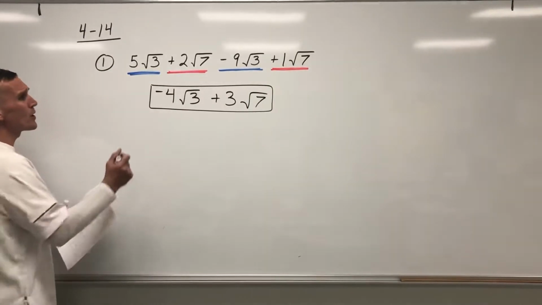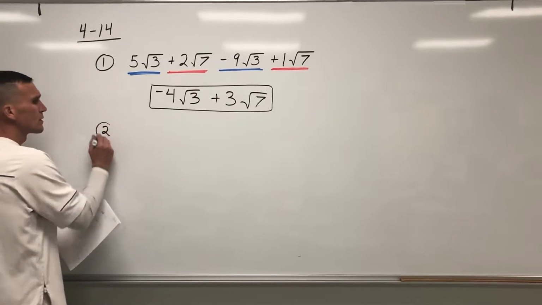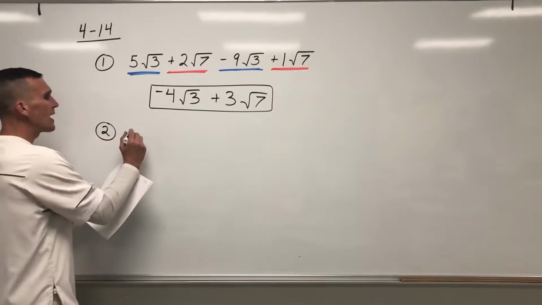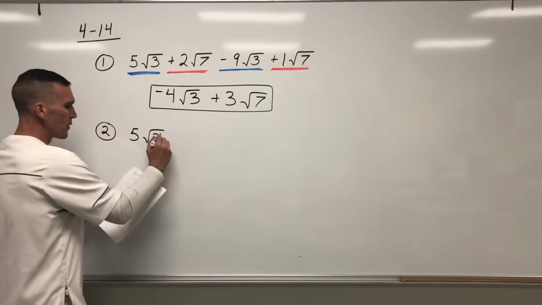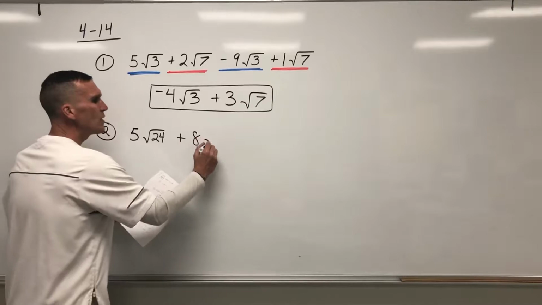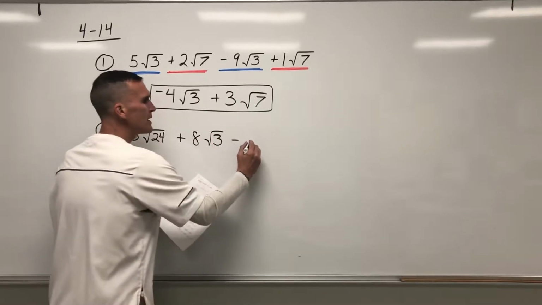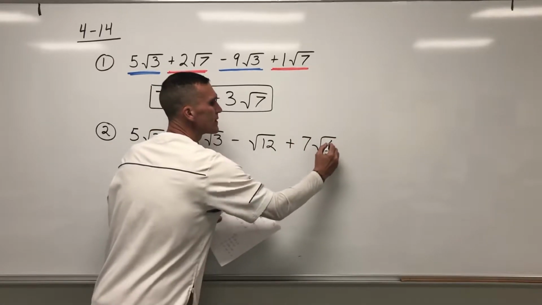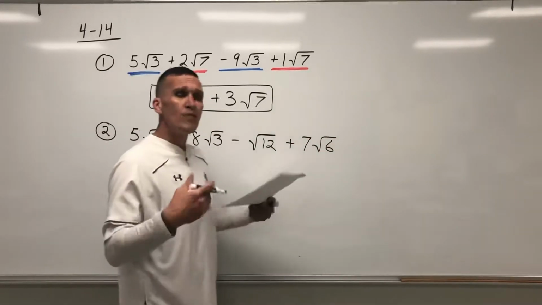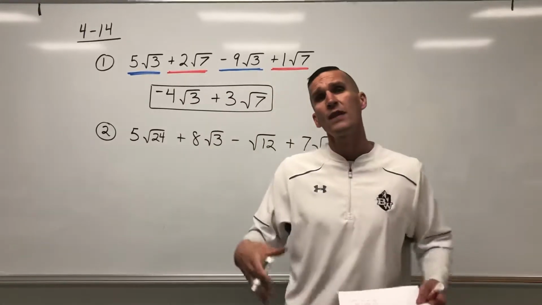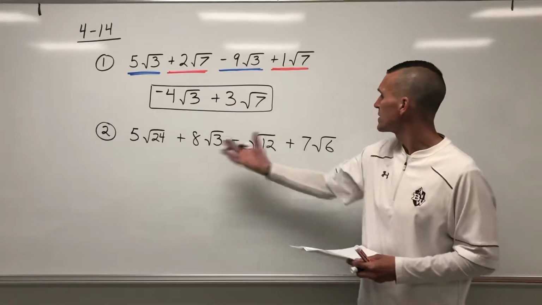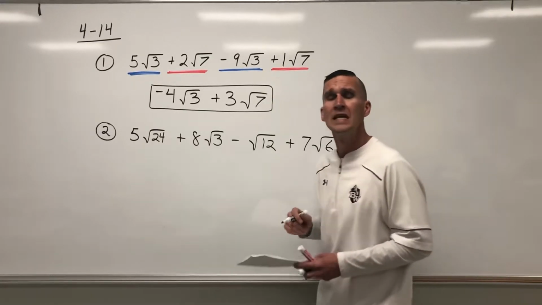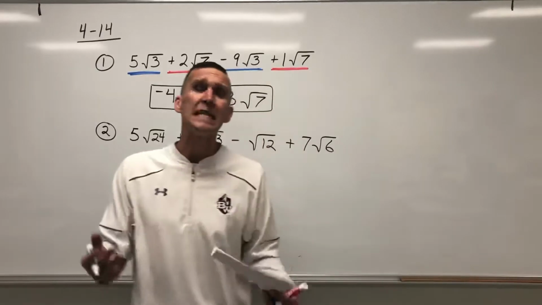Number 2 is a little bit harder though, because all the radicals might not be in simplest form. So I have 5 rad 24 plus 8 rad 3 minus rad 12 plus 7 rad 6. If you looked at this problem right now, you might think there are no like terms. This has to stay exactly the same. But we have to do step 1 in this. Step 1 is reduce each radical.